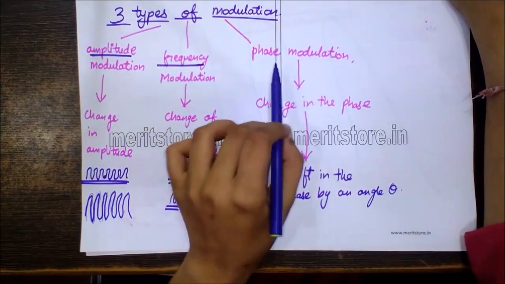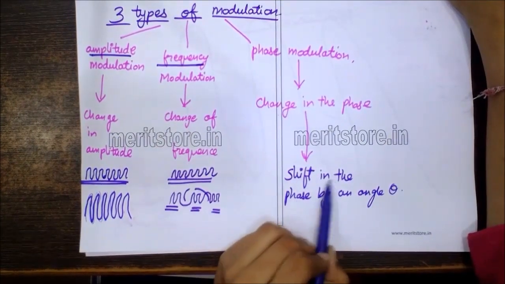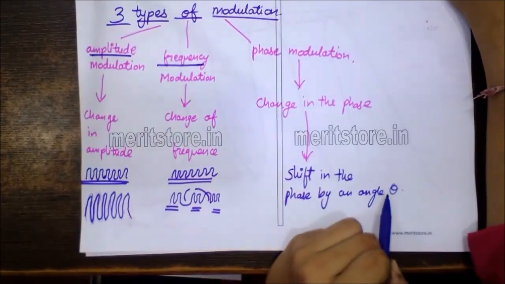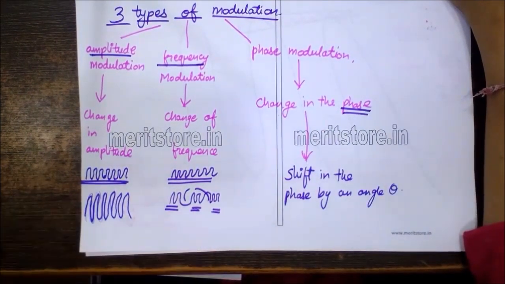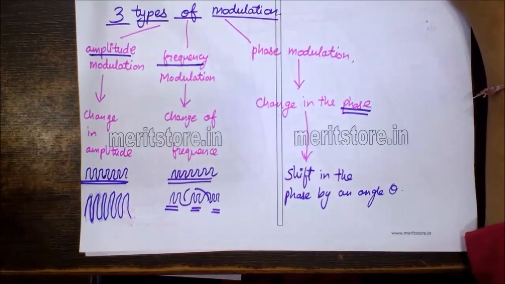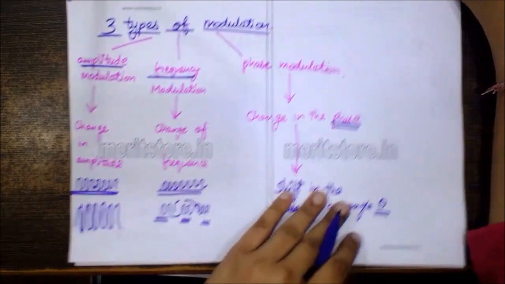The third one is phase modulation, that is change in the phase, a shift in the phase by an angle theta. So over here we have a change in the phase, a change in the direction in which the signals will go, and that change will be in the form of angle theta. It will be shifting the phase by an angle of theta.